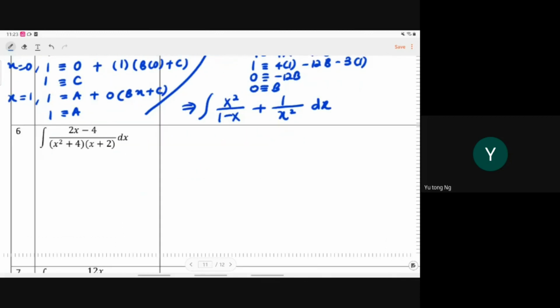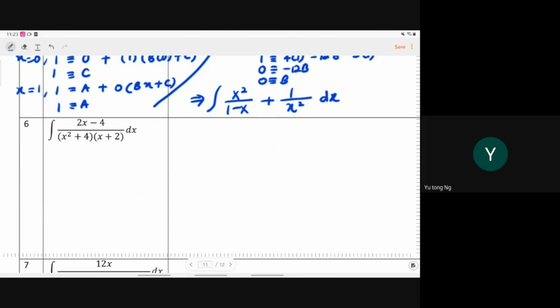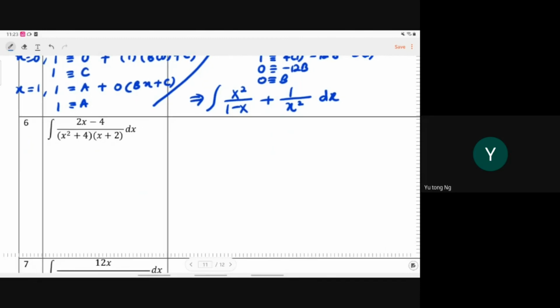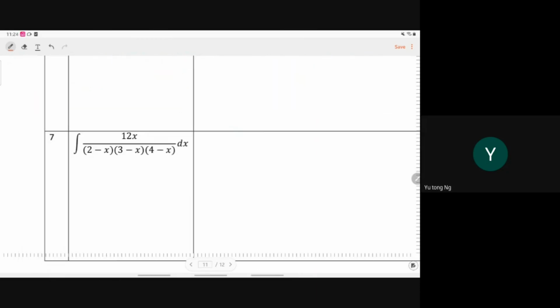Okay. So, number 6 pun sama. Konsep dia do partial fractions. And then try to solve this one. So, you can try. Integration dia memang tak ada cara lain kecuali you have to try lah. So, this one dia panjang sahaja but nothing to worry. Pun try juga.